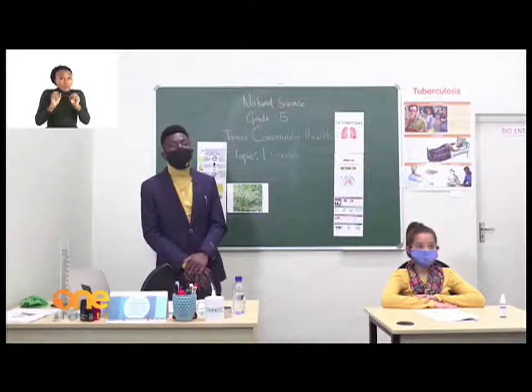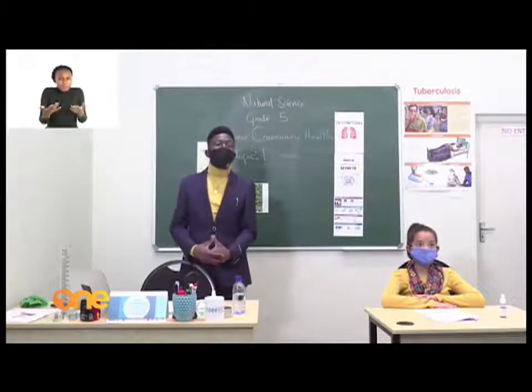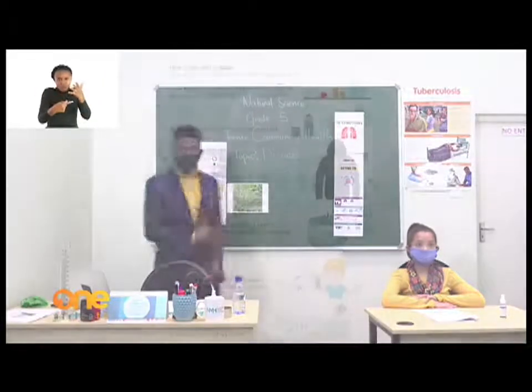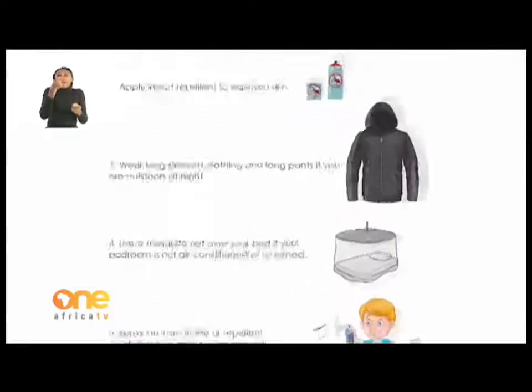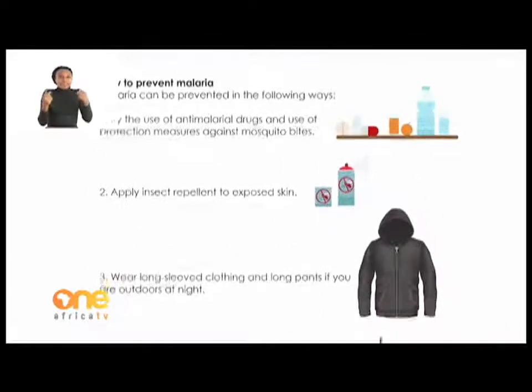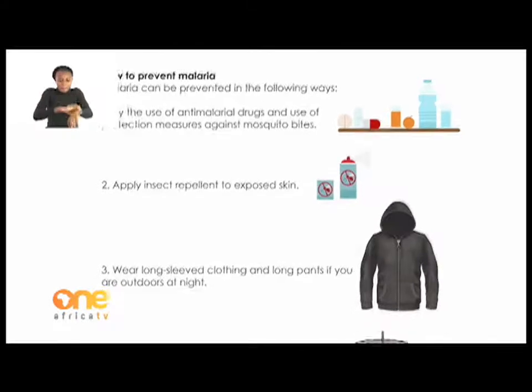Right. How do we avoid getting malaria? Let us look at the prevention measures. How to prevent malaria? Malaria can be prevented in the following ways. The first one could be the use of anti-malarial drugs and the use of protection measures against mosquito bites. Second, you should apply insect repellent to exposed skin. Third, you should wear long-sleeve clothing and long pants if you are outdoors at night.